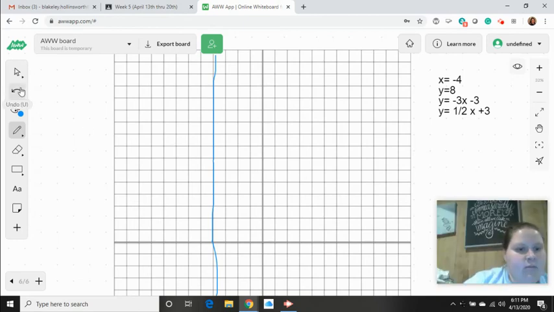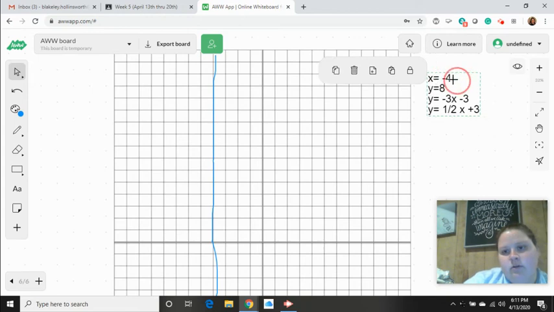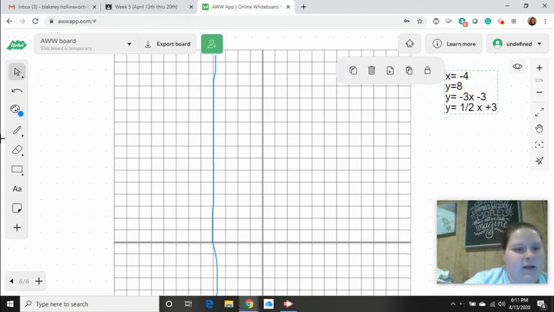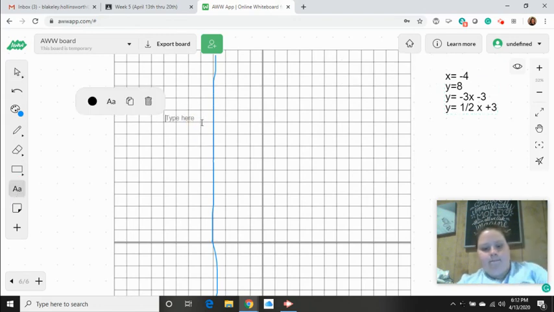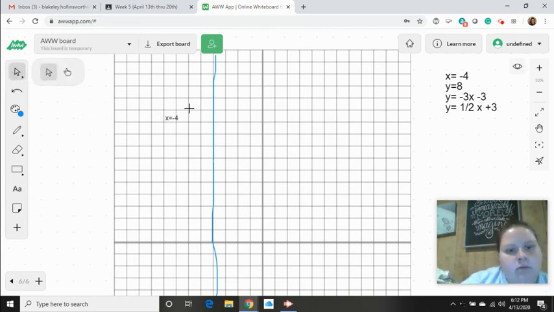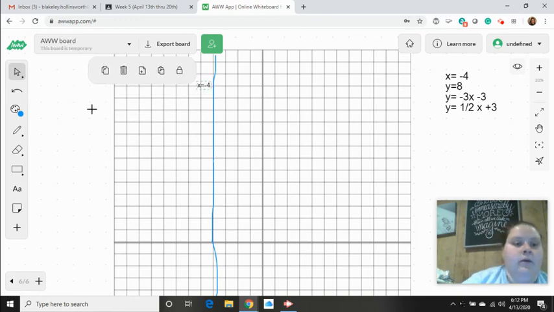Let me see if I can move my equation. No, I cannot. I'm going to have to add it. X equals negative 4. Let's see. That's that equation. The next one, y equals 8. So we go up on the y-axis. 1, 2, 3, 4, 5, 6, 7, 8.